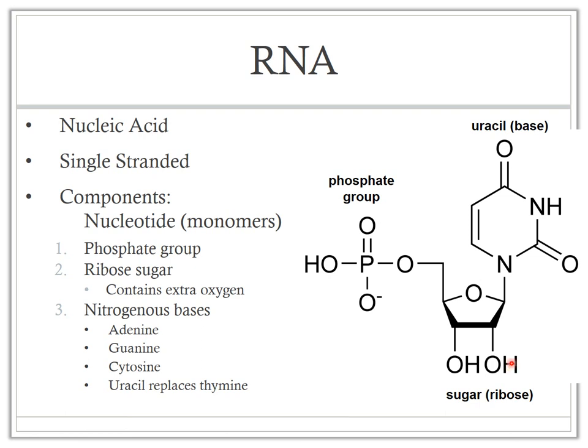Then you've got the nitrogenous bases in the same location as your DNA nucleotides, and there are four types of nitrogenous bases: adenine, which is also found in DNA, guanine and cytosine, also found in DNA. But uracil is found in RNA, and there is no thymine in RNA. Thymine is found only in DNA. So uracil takes the place of thymine when you are talking about RNA.